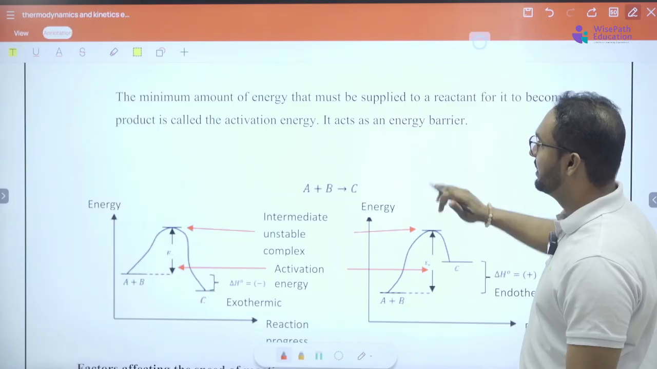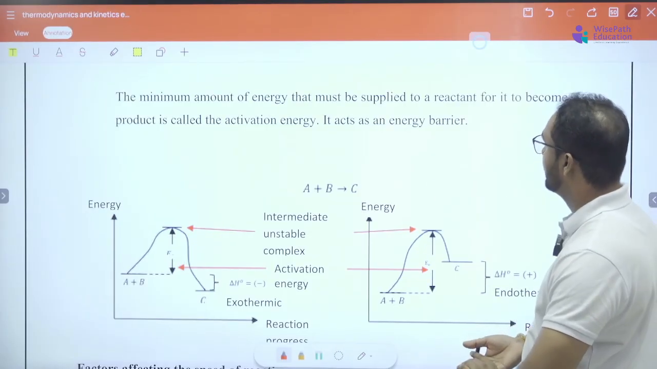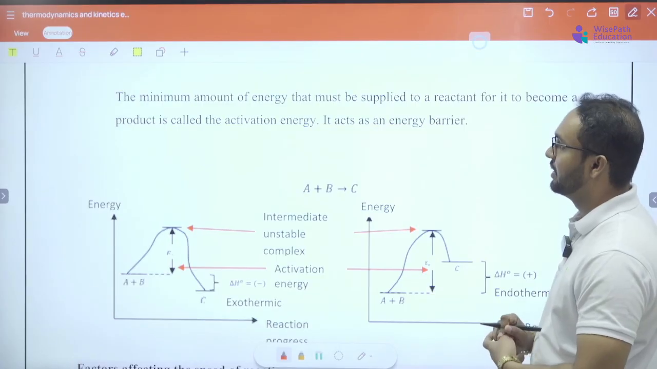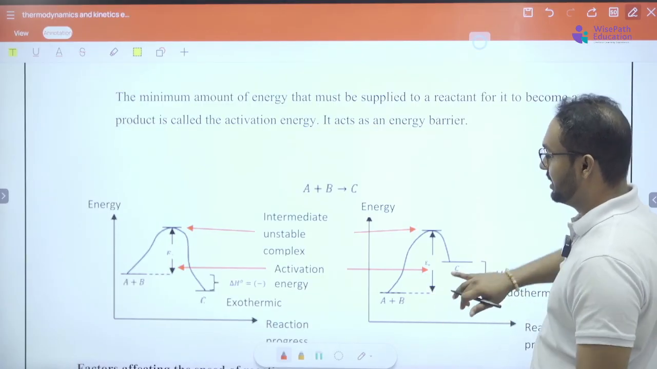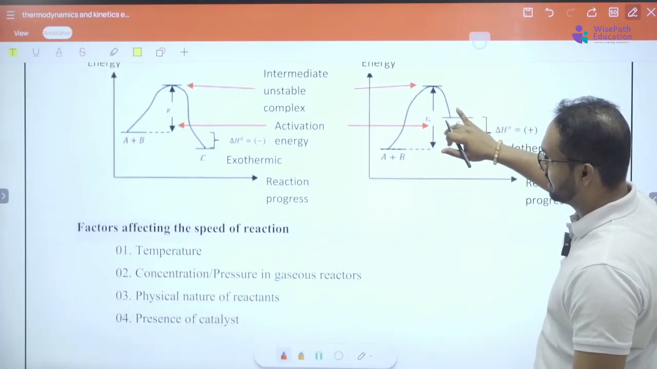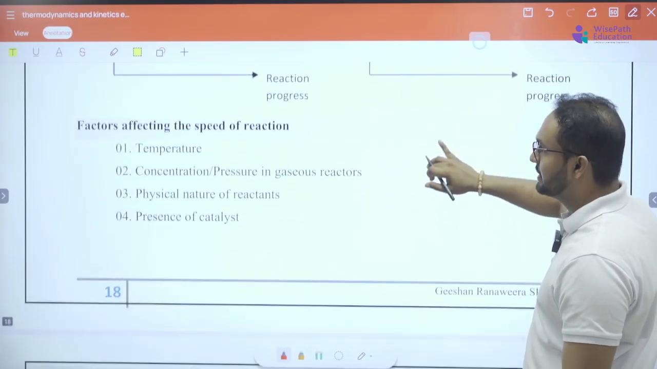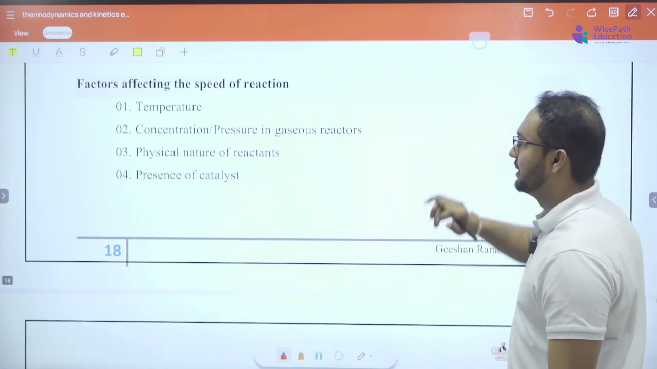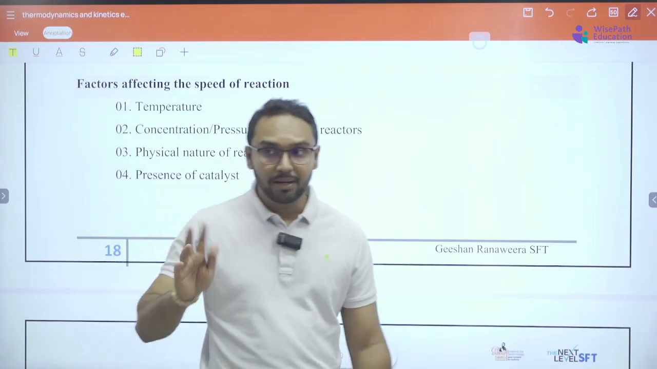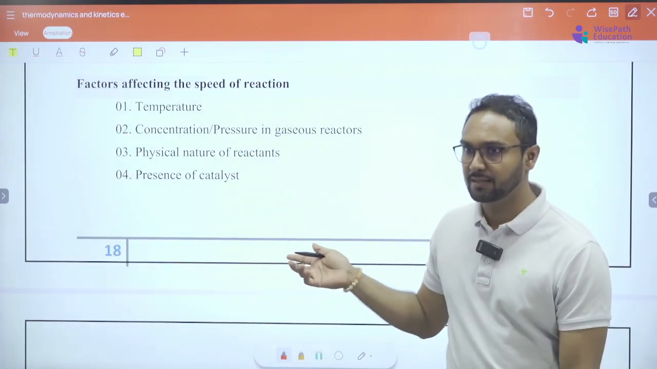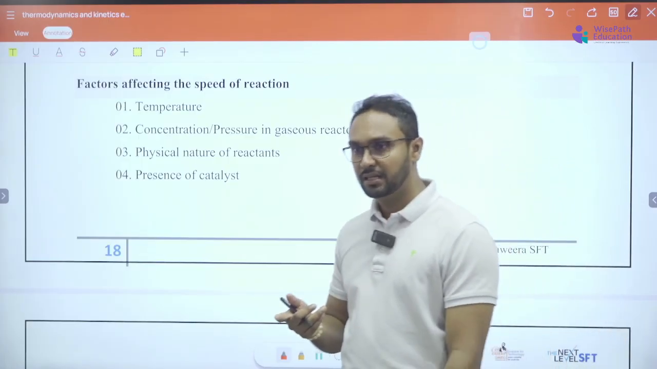Come to this part. The minimum amount of energy that must be supplied to a reactant for it to become a product is called the activation energy. We already discussed this. It acts as an energy barrier. The next topic is factors affecting the speed of reaction. Don't confuse those two. This is a different one: factors affecting the speed of reaction, or the rate of reaction.